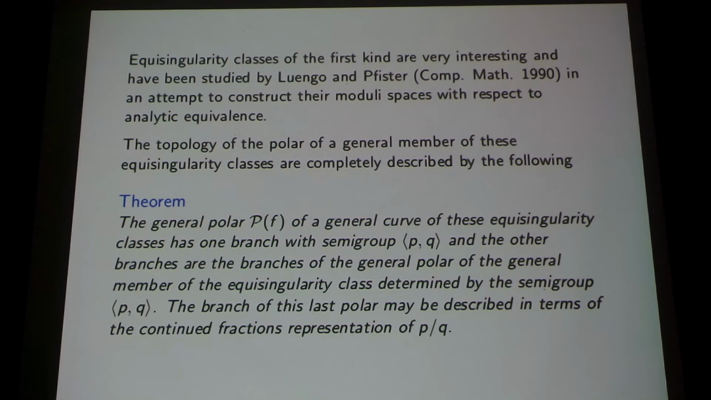They have a branch with semigroup (P, Q), and the other branches are the branches of the general polar of the general member of the equisingularity class determined by semigroup (P, Q). Well, the branches of this last polar may be described in terms of the continued fraction representation of P over Q. So we have an explicit description of the topology of the general polar of these equisingularity classes. And the intersection multiplicities between branches are very easy to compute.